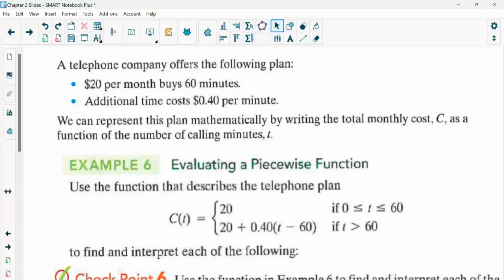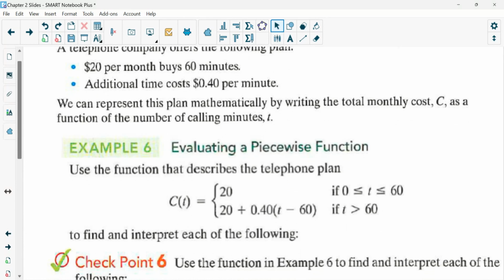All right, so this is another example, and this is kind of what we're going to be doing today. We're going to be doing a lot of word problems. So it says a telephone company offers the following plan: $20 per month. That buys 60 minutes. Okay, so $20, you get 60 minutes. And then if you go above, it says additional time costs 40 cents per minute. So again, they're giving you the equation right now, but today we're going to work on getting those equations.